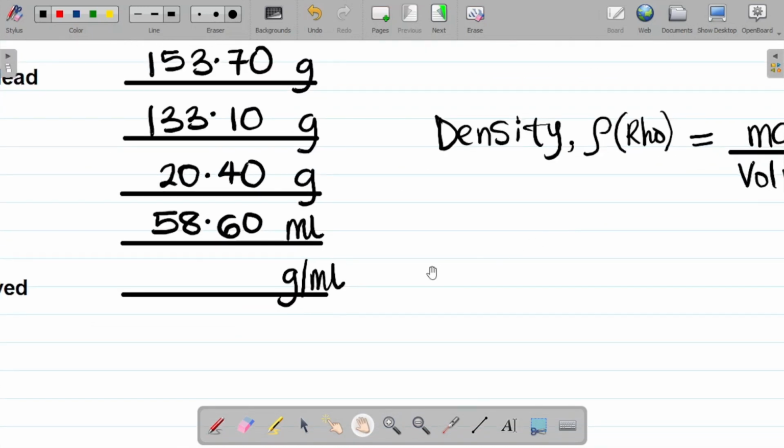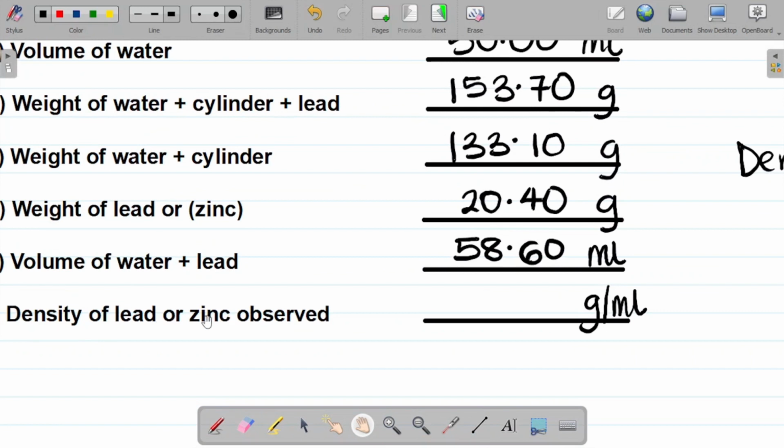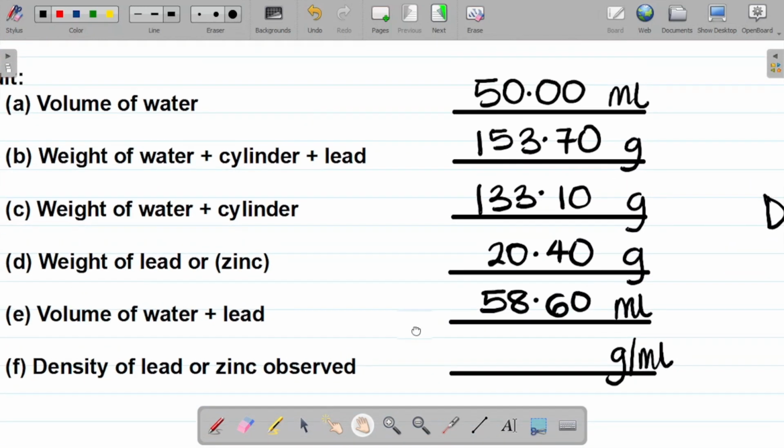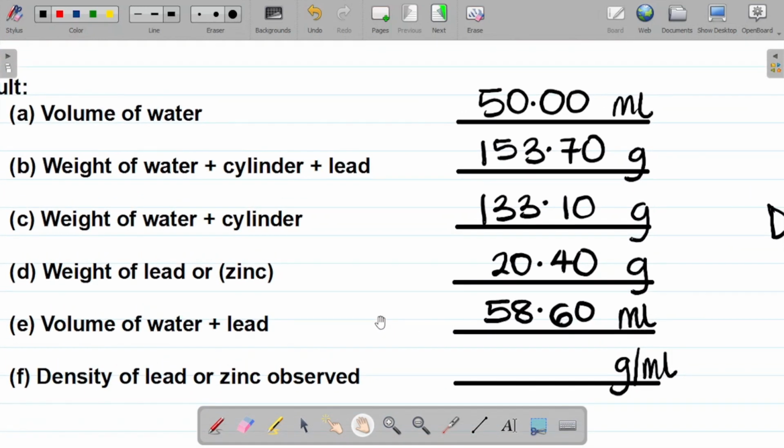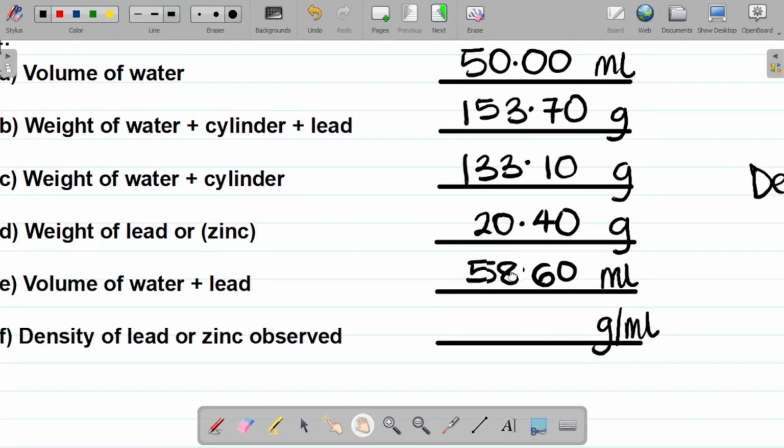So the question now is, what's the mass? We have to find the density of lead or zinc observed. So we have to find the mass of lead and then find the volume of lead, right? So how do we get that? What do we have here?